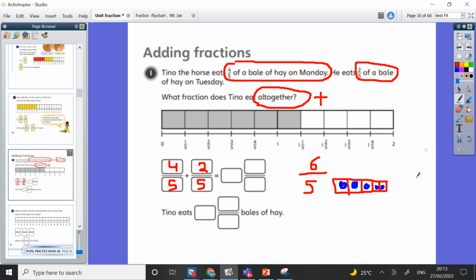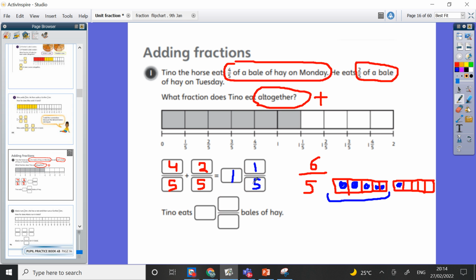It means I have to draw another bar with 5 parts. 1, 2, 3, 4, and 5. Now let's shade 6. 5 I have already shaded and one more. Now I shaded 6 parts out of 5 equal parts. So actually I shaded one full bar. One full bar is shaded, and what's the remaining? One part is shaded out of the remaining 5. This is called, I shaded one full bar and 1 out of 5.